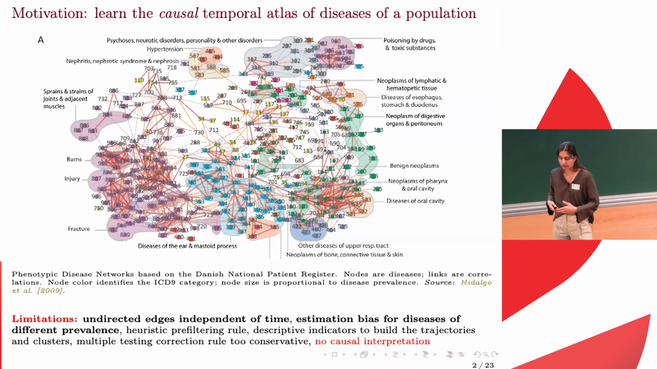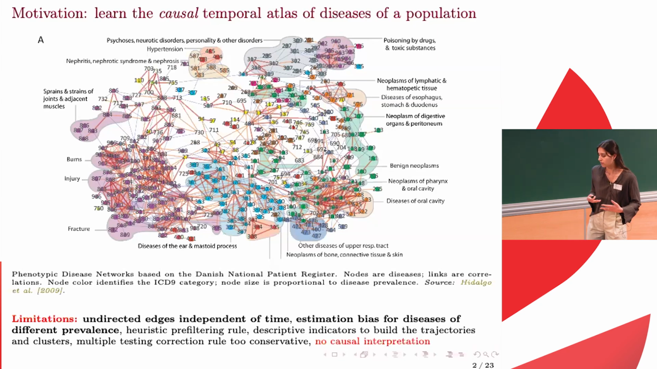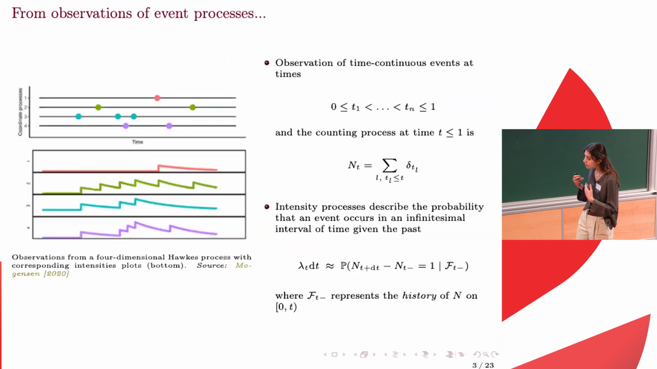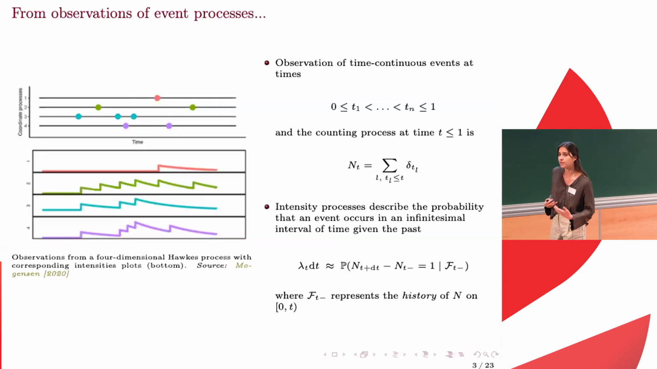And there are other interpretations that you can obtain from this type of graph, but mainly there is no causal interpretation that you can draw from these results. So let's try to understand a bit more what is happening here. And first, let's try to formalize this mathematically.